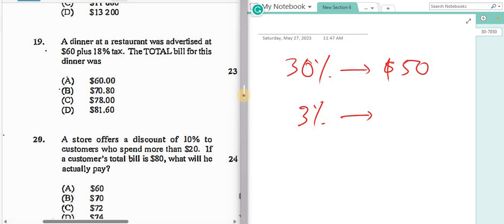You divide by 10. To move from 30 to 3, divide by 10, right, guys? To move from 30 to 3, you divide by what? By 10. So you divide by 10 on both sides, right? Divide by 10. So when you divide 50 by 10, what do you get? What do you get, guys? 5.